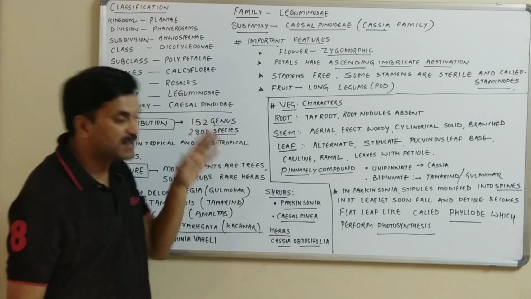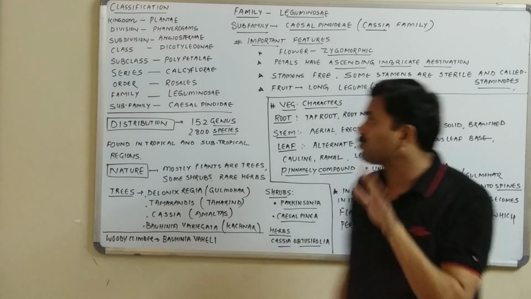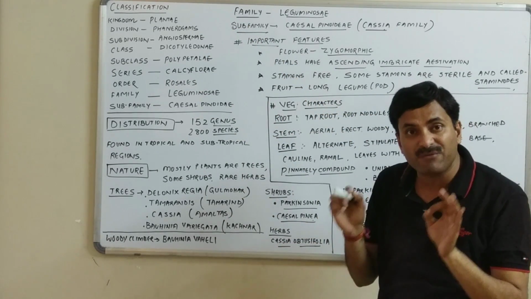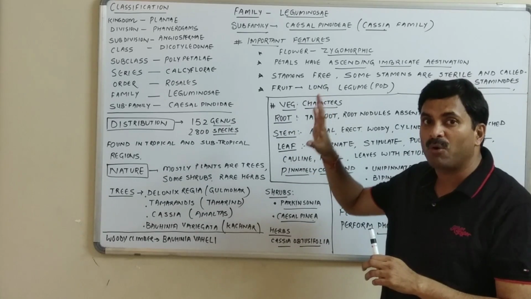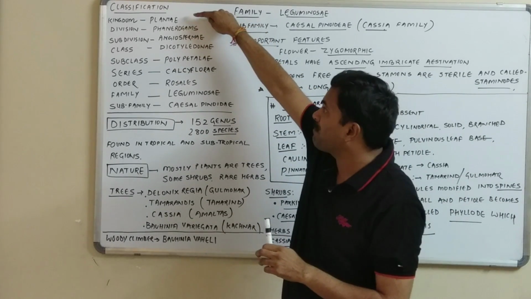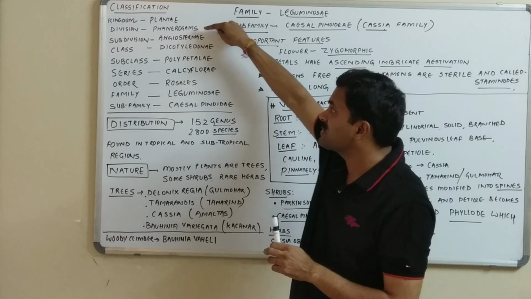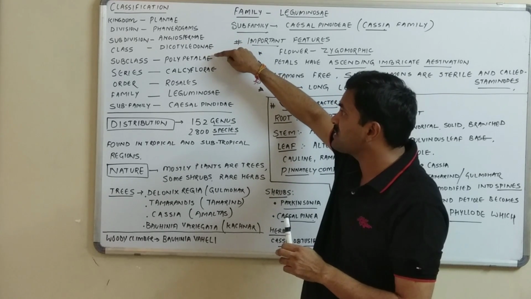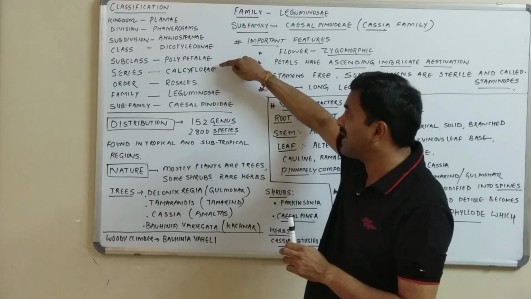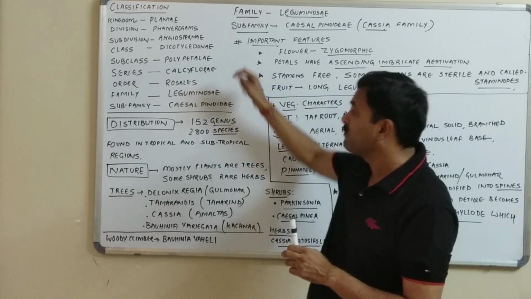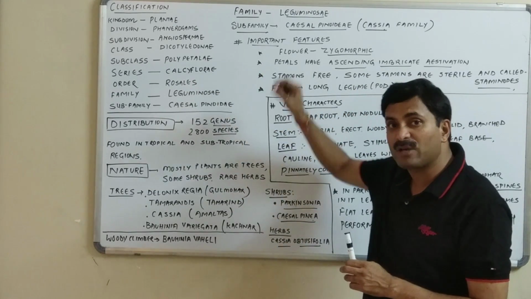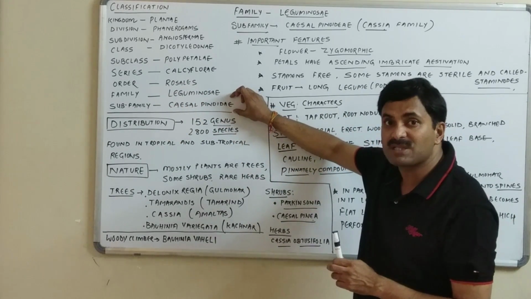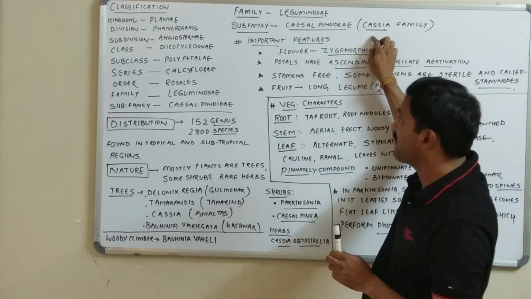Whenever we are talking about some family, we must know about the classification of that family. Now this is the classification of the Leguminosae family, which is applicable to all three subfamilies. The kingdom is Plantae, division is Phanerogames, subdivision is Angiospermae, class is Dicotyledonae, subclass is Polypetalae, series is Calyciflorae, order is Rosales, family is Leguminosae. And in the Leguminosae family, today we are going to discuss the subfamily known as the Caesalpinoidae, which is commonly called the Cassia family.